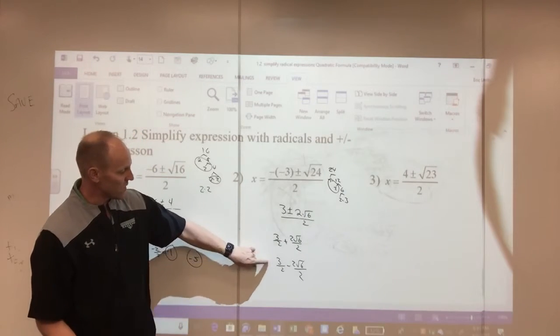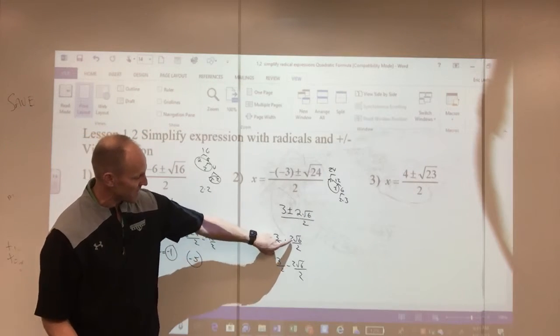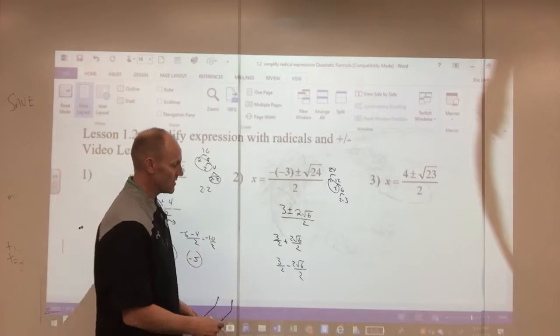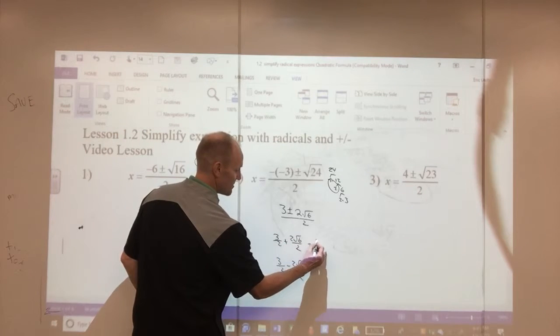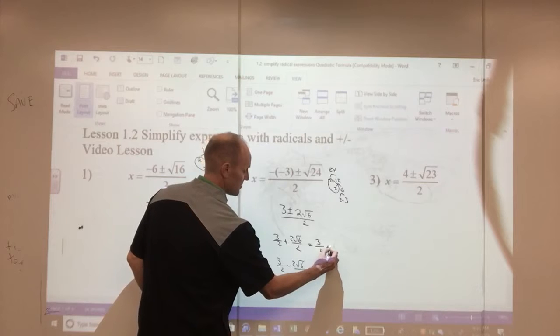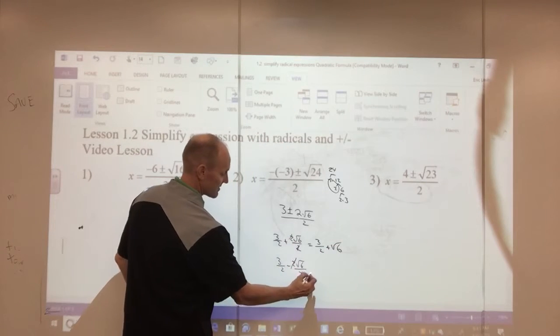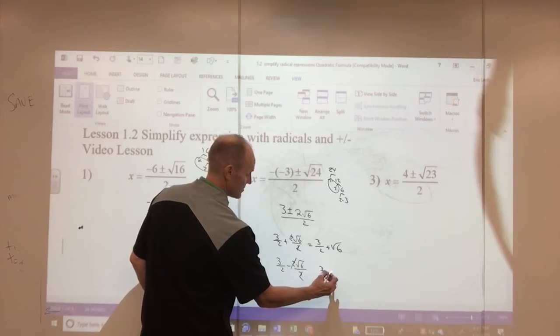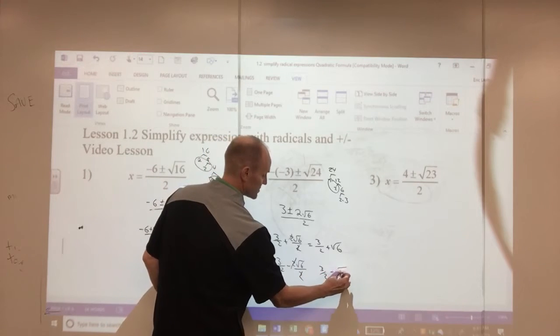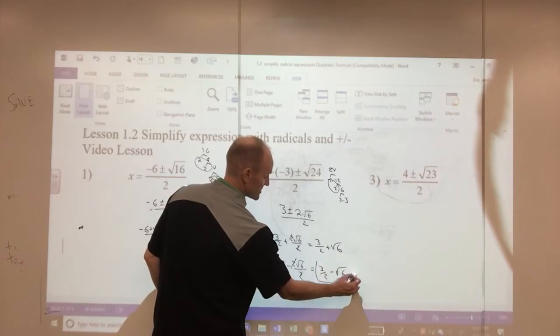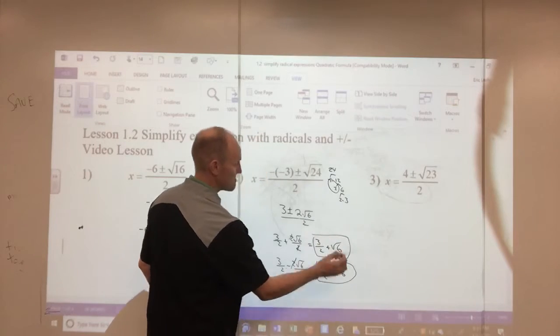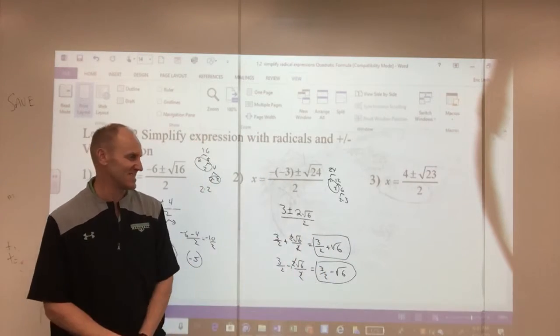As I look, there is one more thing I can simplify. This cannot be, but these both have a 2, so it can be simplified. This would end up being 3 over 2 plus, these would cancel out, square root of 6. And same thing down here, 3 over 2 minus square root of 6. And these would be your simplified form. Something, by the way, you might see on your SAT.